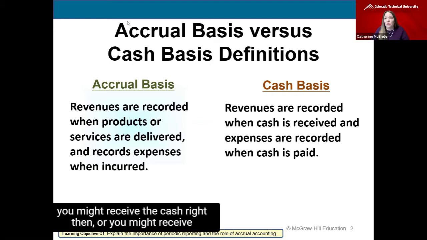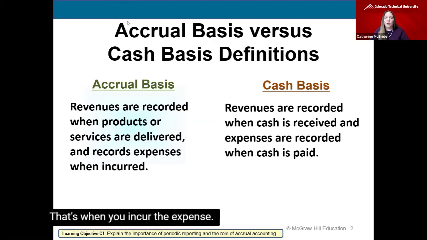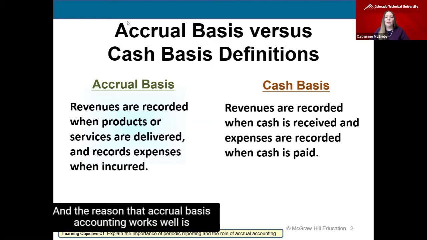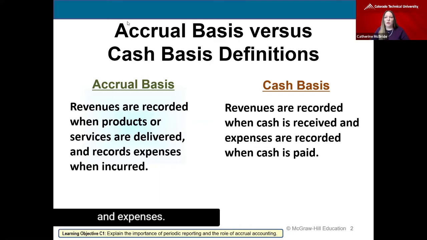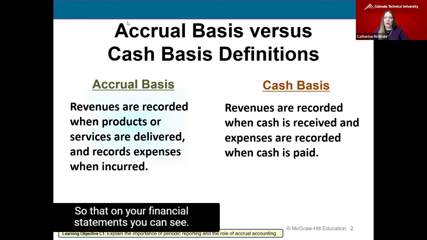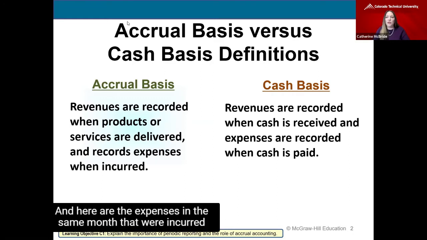You might receive the cash right then, or you might receive the cash 30 days later, but you earn the revenue when you perform the service. The same thing is true for expenses. You incur the expense at the time that you use that service up. That's when you incur the expense. And the reason that accrual basis accounting works well is because it helps us match the same period between revenue and expenses, so that on your financial statements, you can see, okay, we earned the revenue this month, and here are the expenses in the same month that were incurred to earn that revenue.